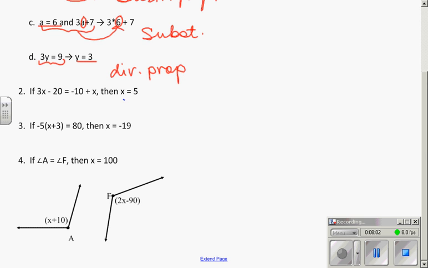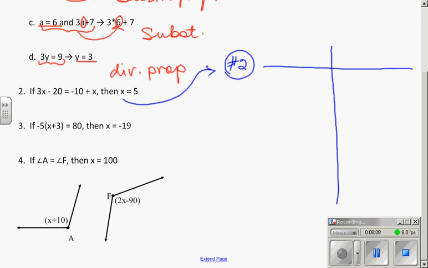Now we're going to get into some actual proofs. These are multiple step problems. So number 2, we always start with what we're given, 3x minus 20 equals negative 10 plus x. And we are going to work our algebra down, solving for x equals 5. That should be our ending step.